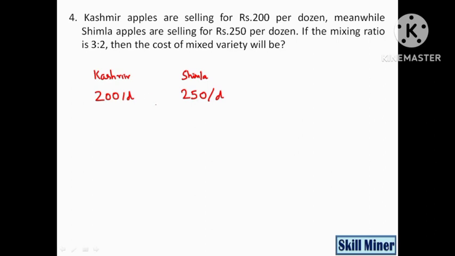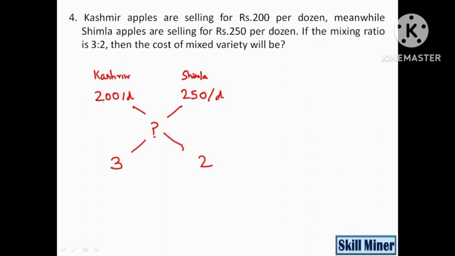If the mixing ratio is 3 is to 2, mixing ratio means this. If this value is 3 is to 2, find the cost of the mixed variety. We need to find this cost.